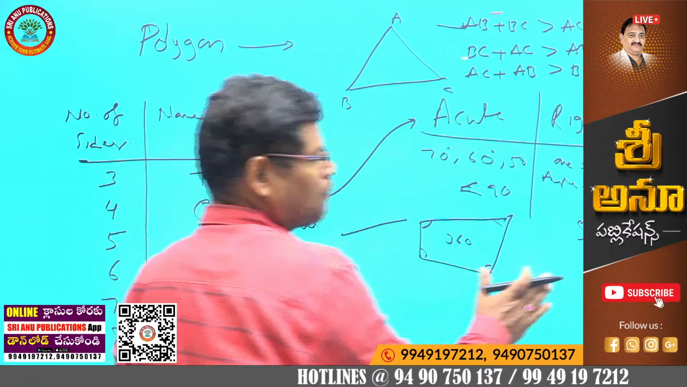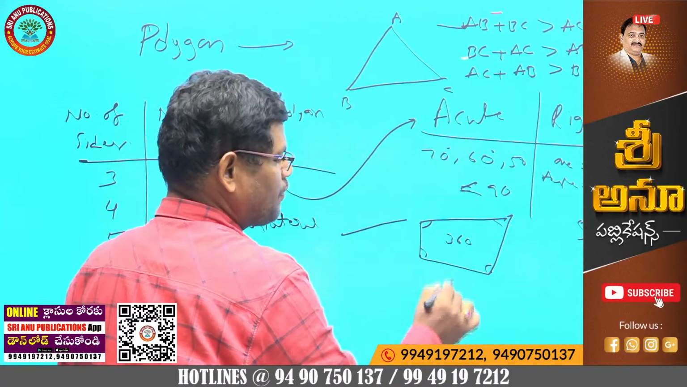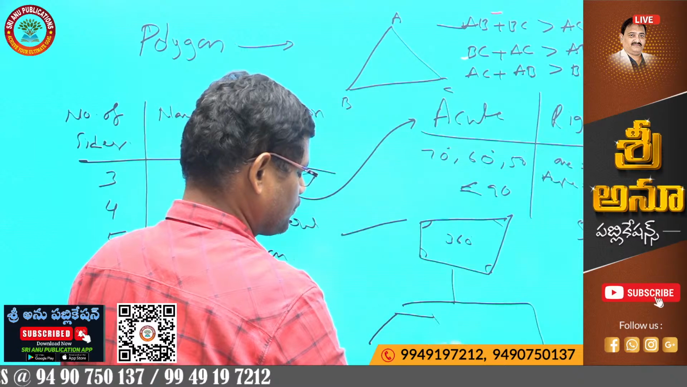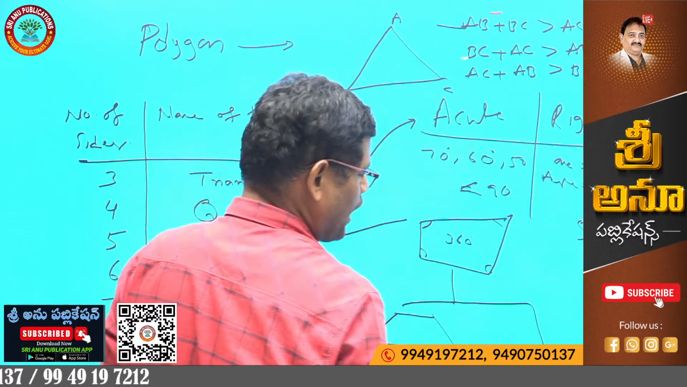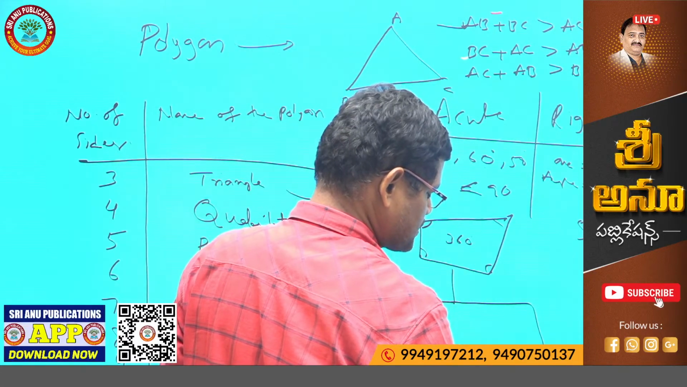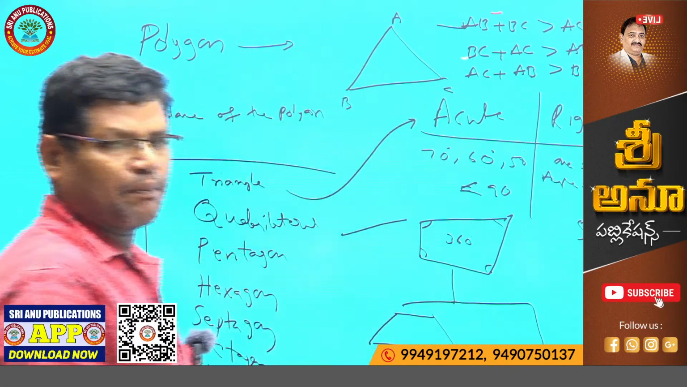Now about the quadrilateral, it is divided again. One is the trapezium, another one is the kite, and another one is the rhombus.